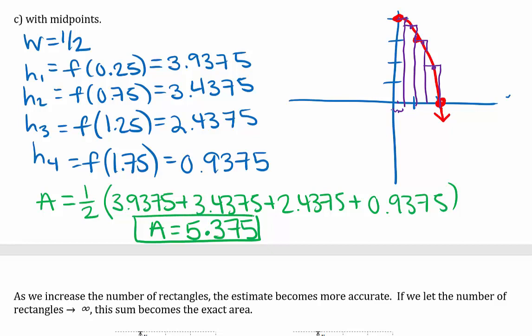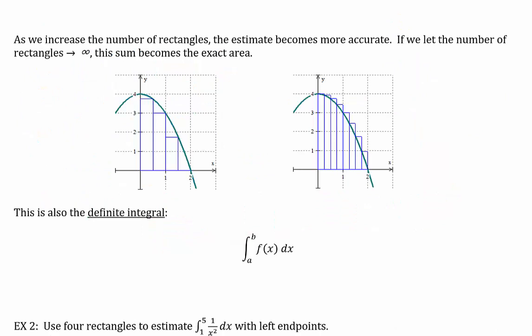Now this is still not the exact area. We're just using rectangles. It's just an estimate for the area. But if I were to increase the number of rectangles, I would get a better and better estimate. And in fact, if we let the number of rectangles go to infinity, if we're somehow capable of drawing an infinite number of rectangles, this sum is going to become the exact area.